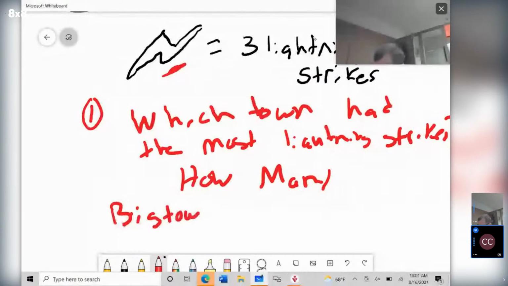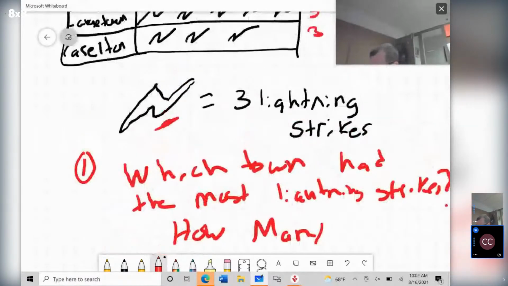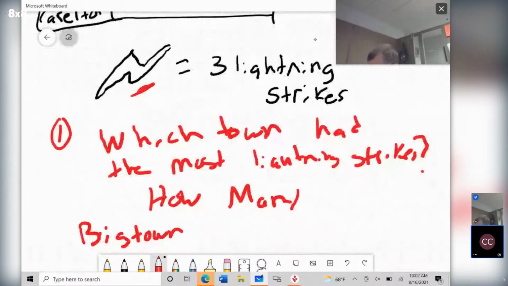And how many do they have? Now remember, each one of these bolts equals 3 lightning strikes. So if Big Town has 7 of these symbols, 7 times 3 is going to be 21 lightning strikes.